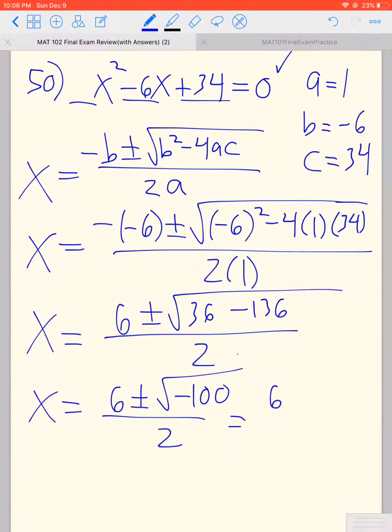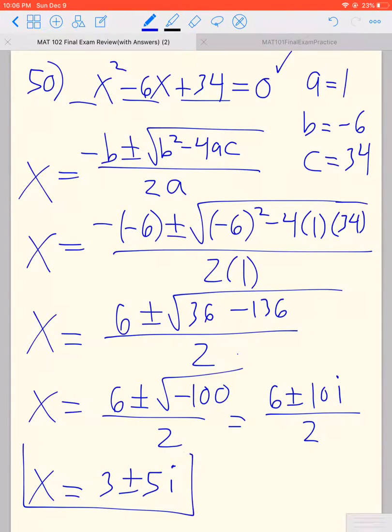Now, first of all, because we have that negative inside of a square root, that's going to come out as the imaginary unit i, and then the square root of 100 would be just 10. So we get 6 plus or minus 10i divided by 2, and then both terms in the numerator are divisible by 2, so we get 3 plus or minus 5i. So those are our two solutions. One is 3 minus 5i, the other is 3 plus 5i.